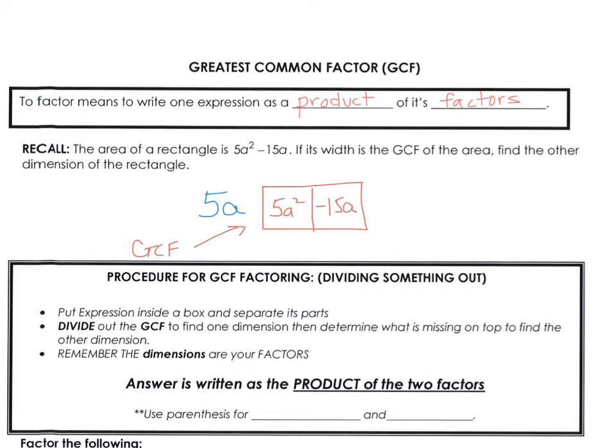The rest of this is filling in the outside of the box. If there's a 5a there, what would have to be here? A. If there's a negative 15a there, what would have to be here? Negative 3. And then you can check by doing multiplication. 5a times a is 5a squared. 5a times negative 3 is negative 15a. So we just found our dimensions of the rectangle, meaning the area equals 5a times a minus 3. This process is called factoring. Instead of writing it all multiplied out, we're writing it as a product of its factors.